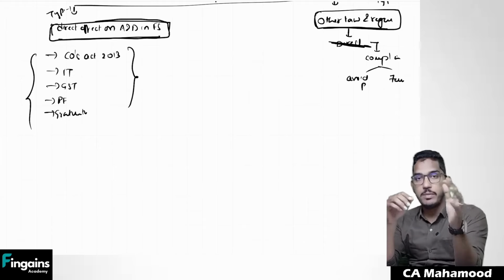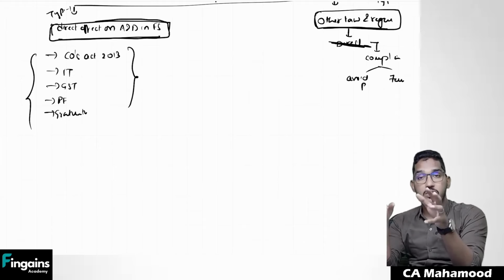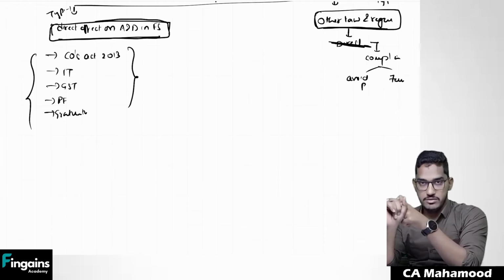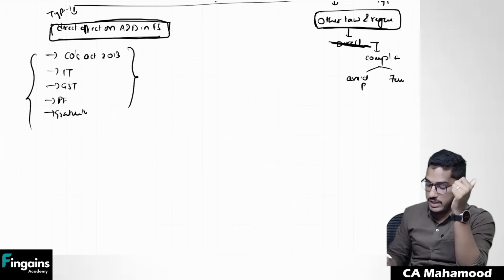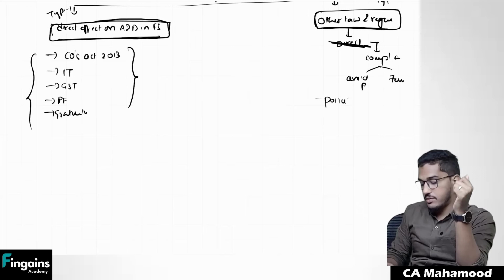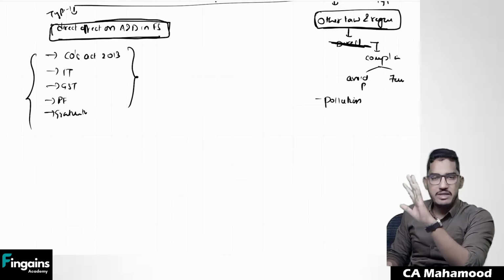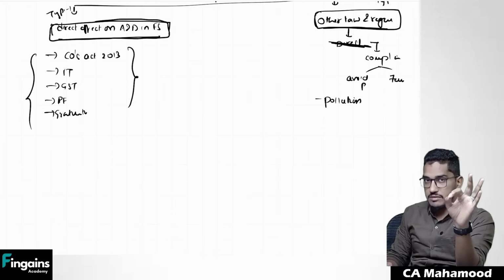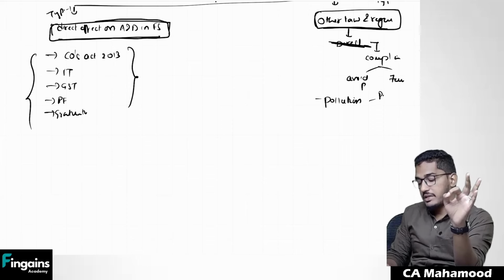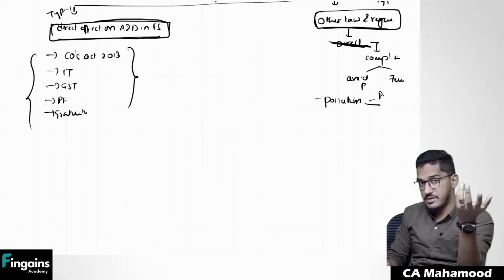If you want to avoid penalties, or if you don't comply with that laws, you will cease to continue the business. Example, pollution related laws. See, pollution related laws will not have a direct effect on my amounts and disclosures in the financial statements. But still entity has to comply with pollution laws. If they don't comply, what will happen? Either they have to pay huge penalties or sometimes their factories will get seized.